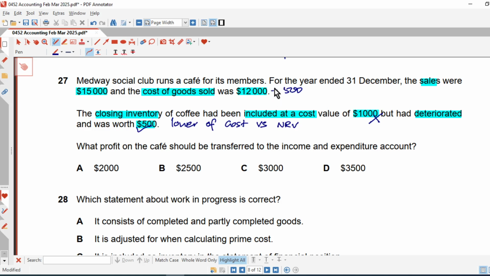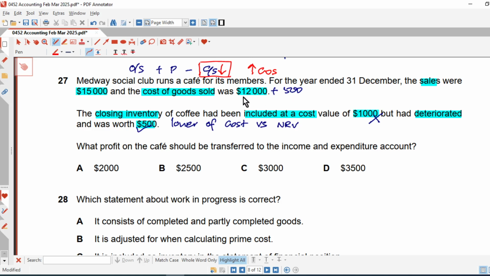Caught you there, right? You don't minus 500, you add 500 to the cost. You see, this is the cost of sales. So it's actually opening inventory plus purchases minus closing. What you're doing now is reducing the value of closing inventory. So when you reduce the value of closing inventory, you're technically increasing the cost of sales.